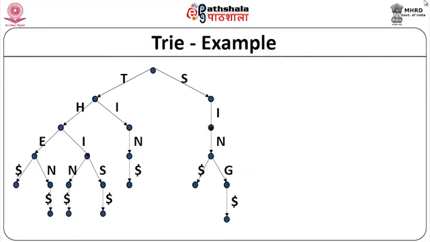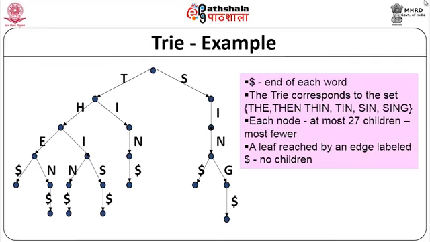Another example of a trie. Again, we are putting dollar at the end of each word. Please note, every trie corresponds to a set of words. Here you have the, then, tin, sin, sing, and each node can have at most 27 children. Why 27? Because you have 26 letters as well as dollar.